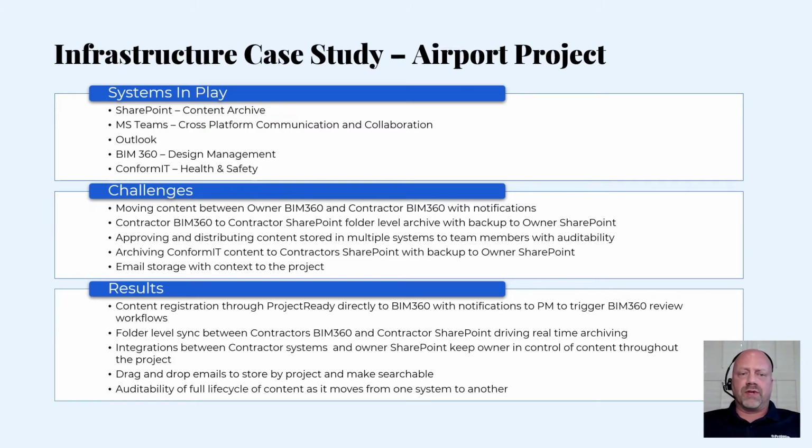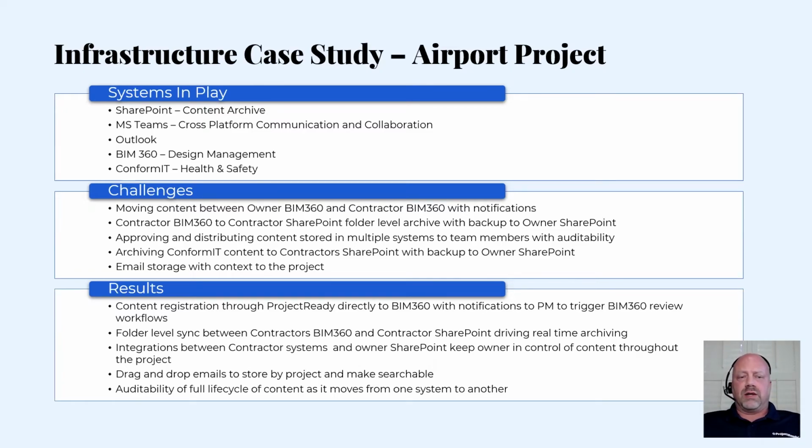Now, approving and distributing content that they had stored in multiple systems, again, this is a common problem on a project like this. And then they also needed to bring information in from an external system like Conformit to then back up to the owner SharePoint. Just lots of interactivity here between the different systems. And then as you can imagine, the sheer volume of email on the project, tough to keep control over.